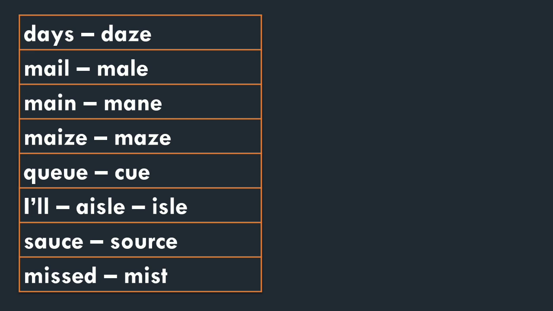Okay. Next is sauce, S-A-U-C-E and S-O-U-R-C-E, source. S-A-U-C-E, sauce, means tomato sauce, like that we say. And S-O-U-R-C-E, source, means the origin of something, or we get something from that. Next is M-I-S-S-E-D, it's the past form of miss and its pronunciation is mist. So M-I-S-S-E-D, missed, and M-I-S-T, mist. So mist is a cloud of water which has very little water, but there is very less visibility due to that cloud, and that is called mist.